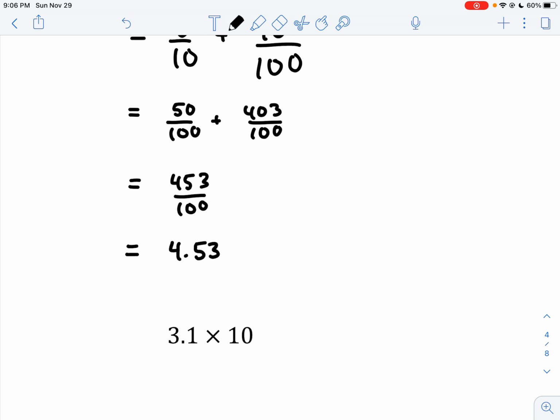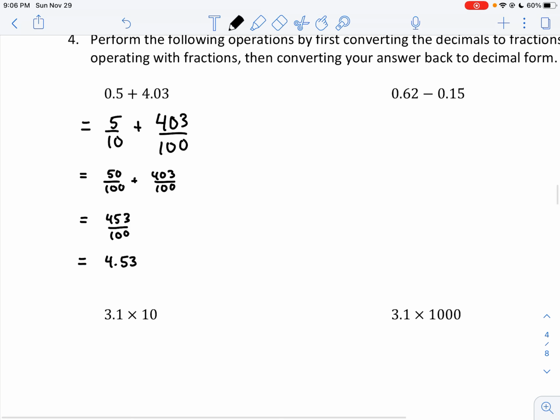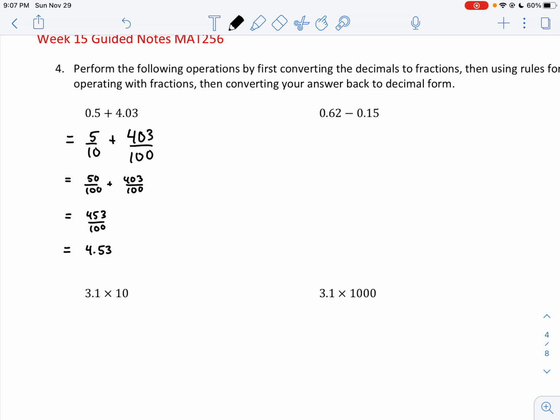And we have 4.53. Now, some algorithms for doing this, which I'm just going to mention briefly but not emphasize, is to align the two numbers with the decimals aligned, and then put zeros wherever you need them, and then just add by column and carry your ones as you're expected to do. So 4.53 is the algorithm approach. I'm not going to emphasize the algorithm approach. I want you to think of these decimals in terms of fractions, and then use your rules for adding fractions.